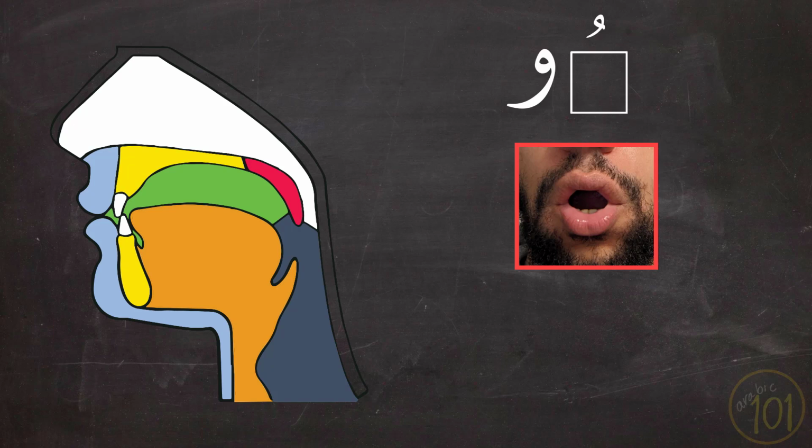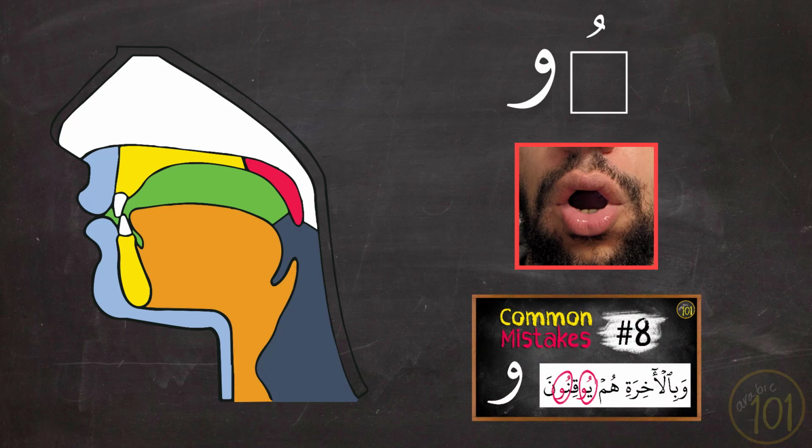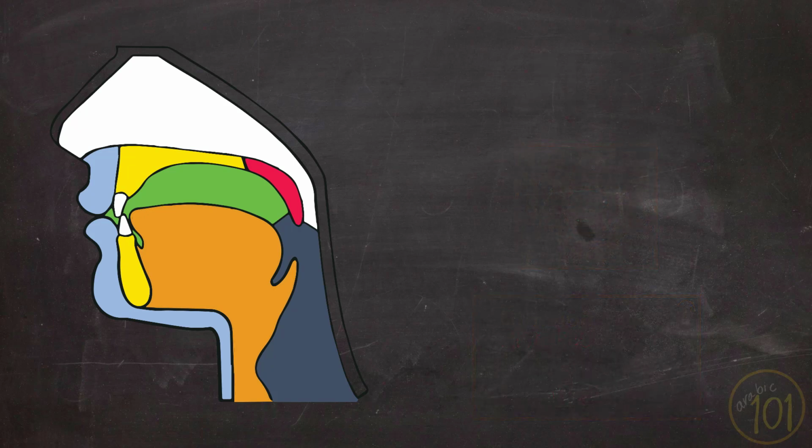There are other common mistakes that could be related to the sound of waw, and I explained those extensively in a separate lesson. So check that one out if you want to learn more about the common mistakes of the sound of waw. The final sound is the ya.